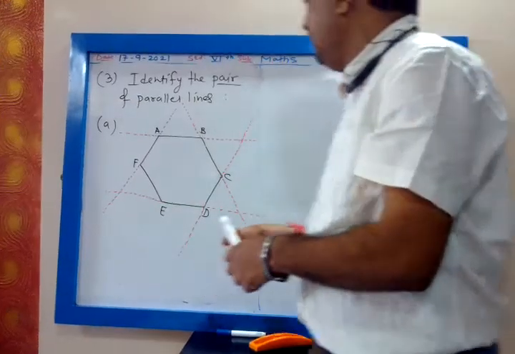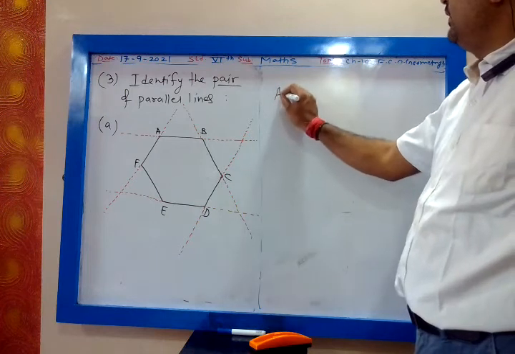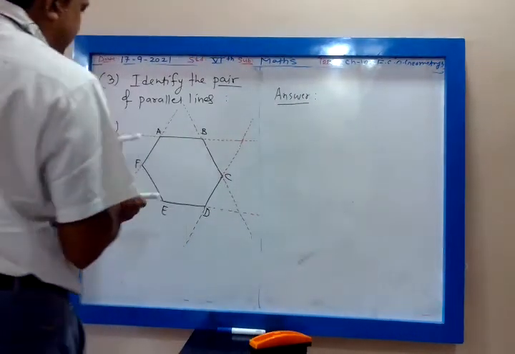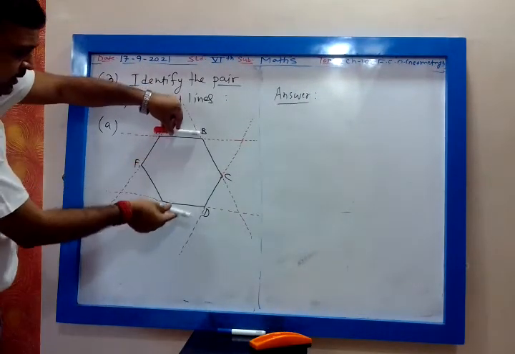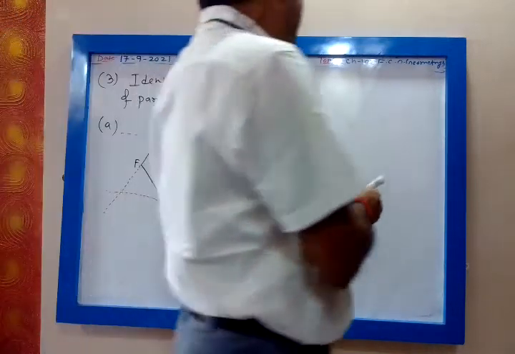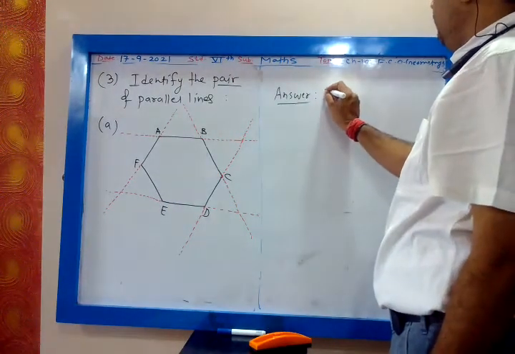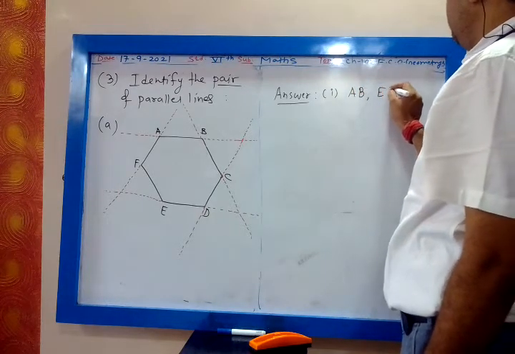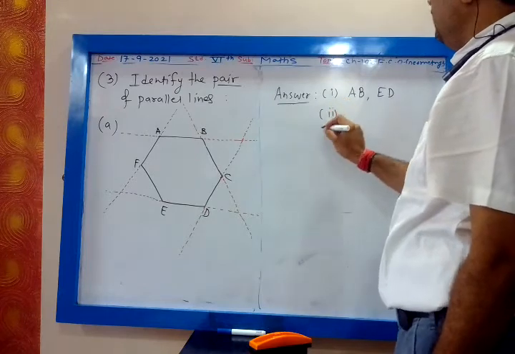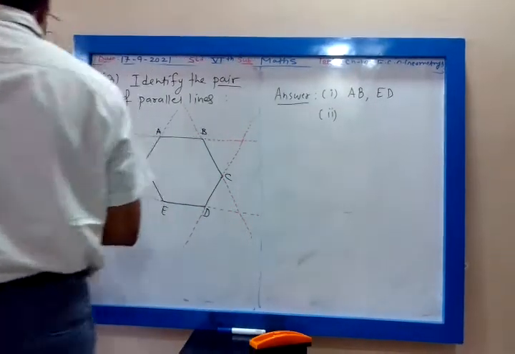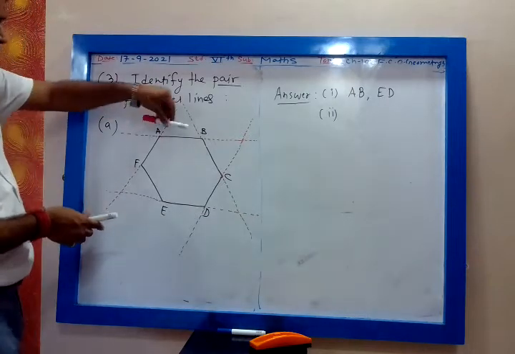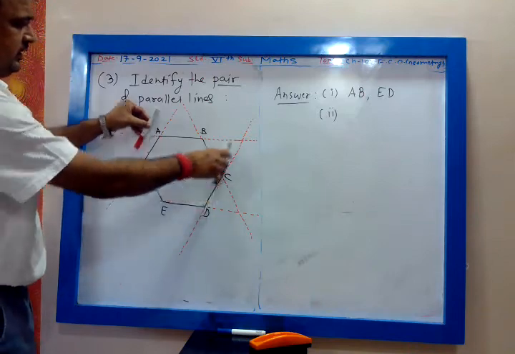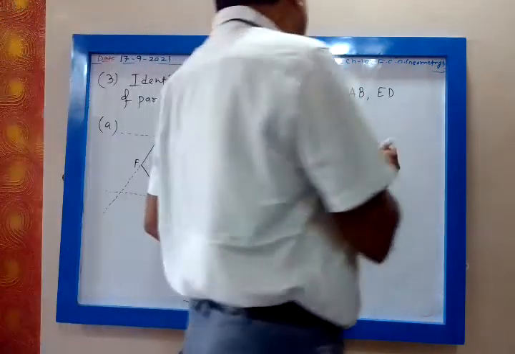Okay, so let us write the answer of this. You have to write down the pair. See here, you can see AB and ED. One pair will be AB and ED. My dear, somebody has not muted the microphone. What can I do? AB and ED. Now AF and CD.